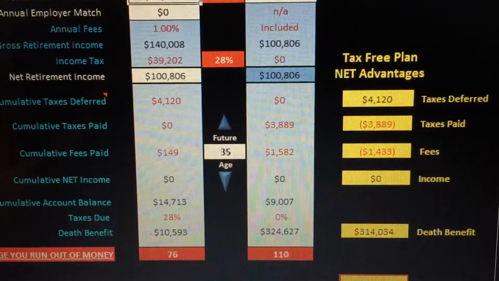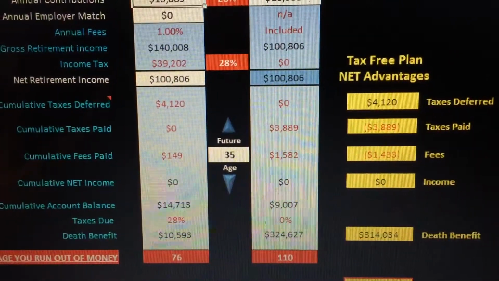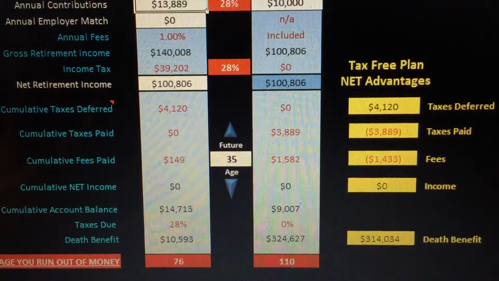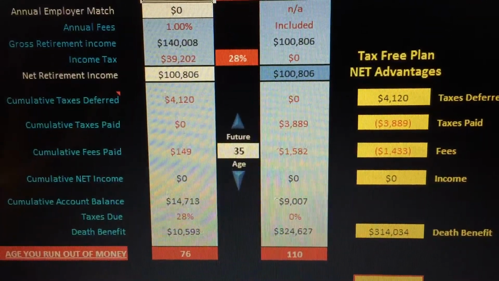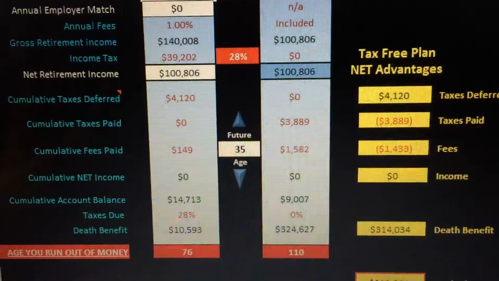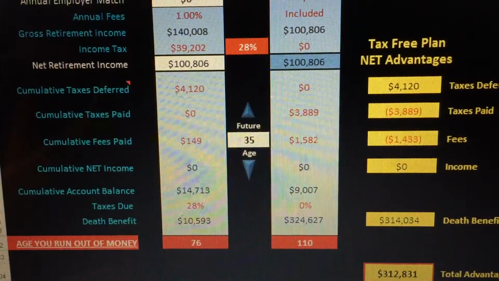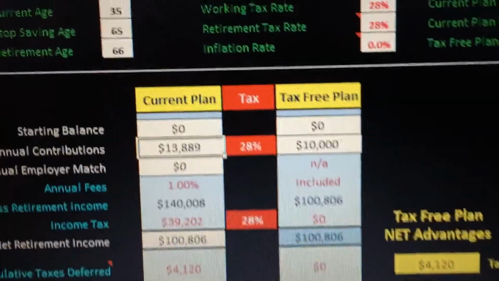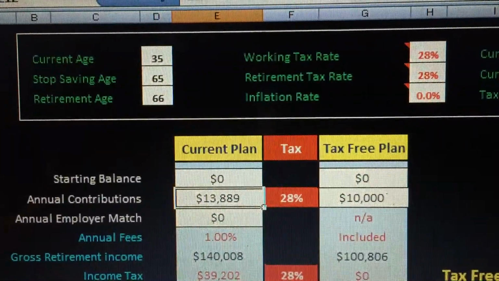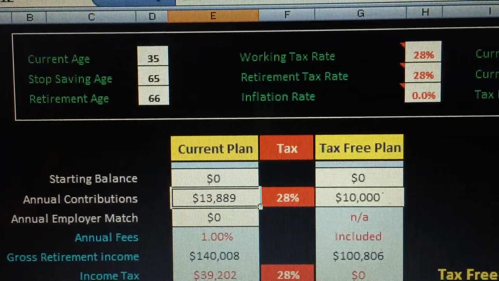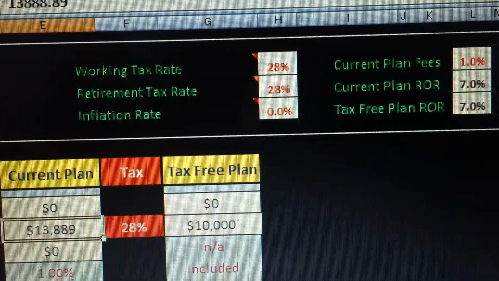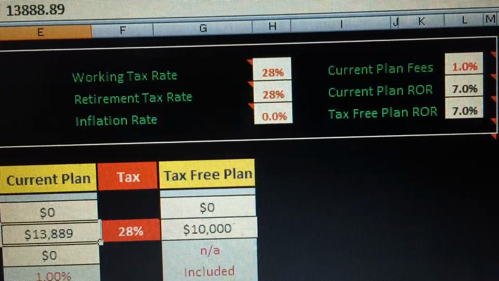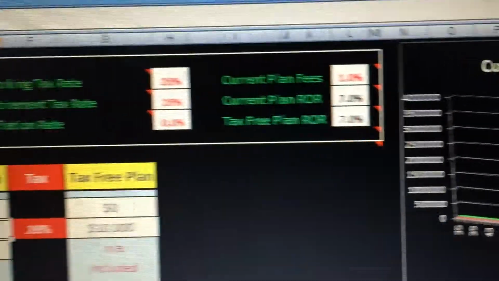And I've put in 28% as the tax bracket in the working years and in the retirement years. The last line there is the death benefit for both of these policies, okay? And then the age at the bottom that this person will run out of money. Here at the top is where I've populated the demographics for the age, when they will stop saving, when they will retire, the working tax rate, retirement tax rate, the inflation rate, which I have set to 0 to keep it simple.